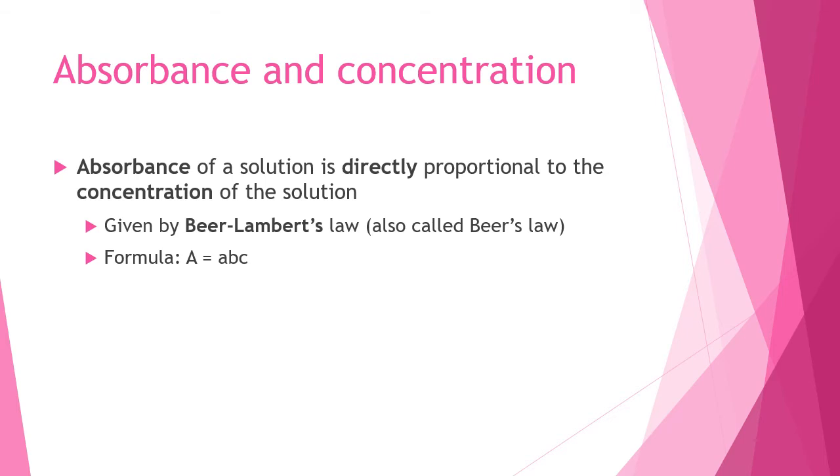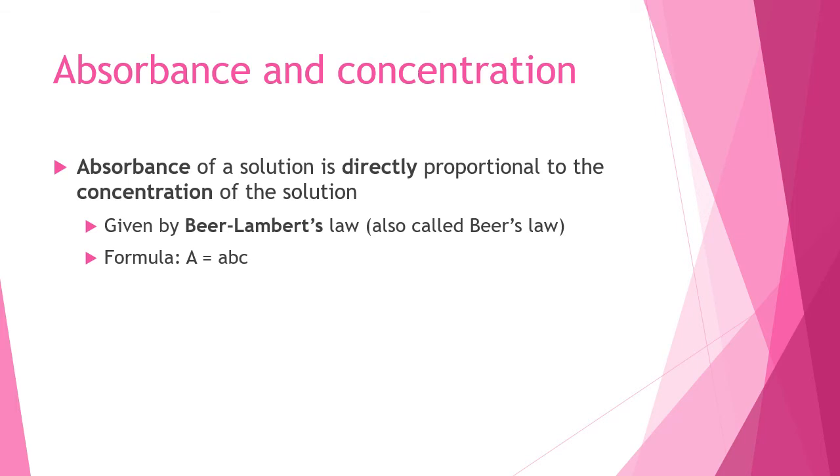So, absorbance for a solution is directly proportional to its concentration. The more solute there is, and the higher the concentration is, the more light will be absorbed and the darker the solution will appear to our eyes. The formula for this relationship is given by what is known as Beer-Lambert's law, or more simply, Beer's law. The formula for this is capital A equals abc.